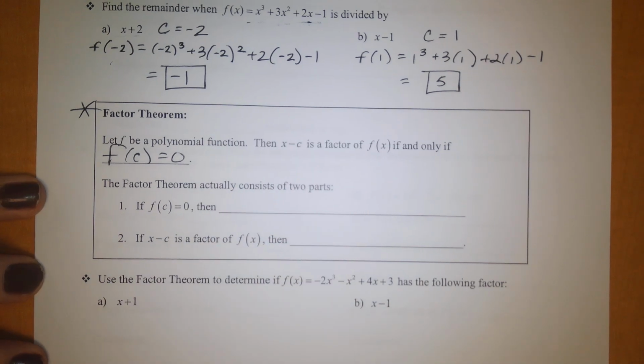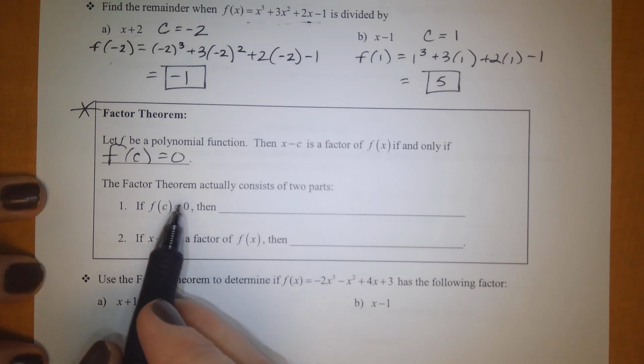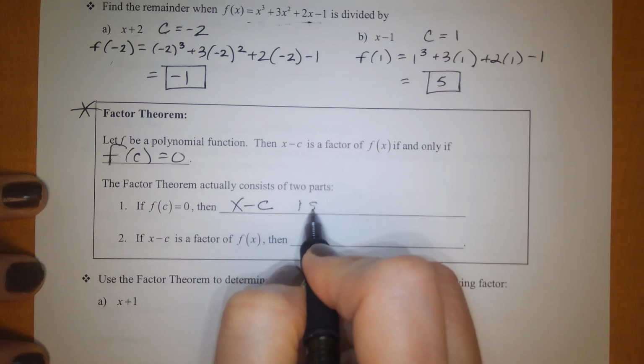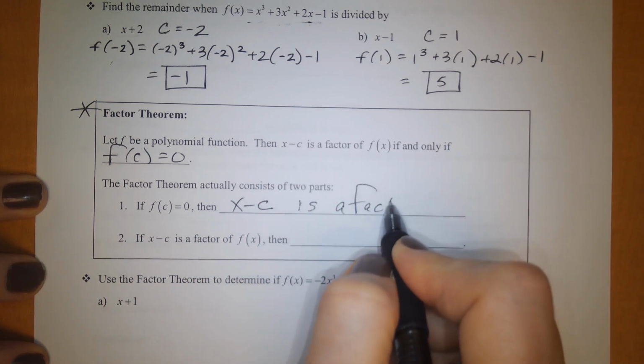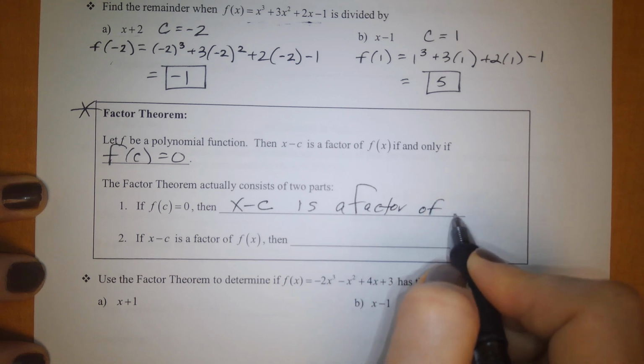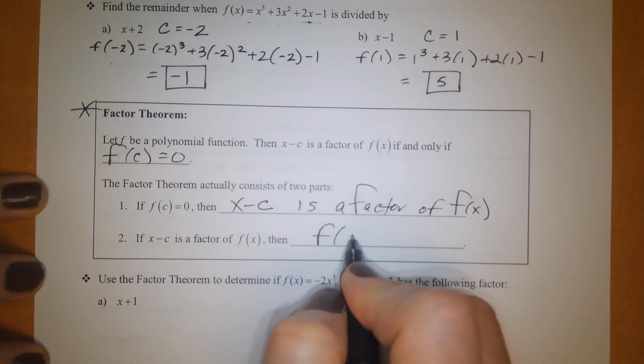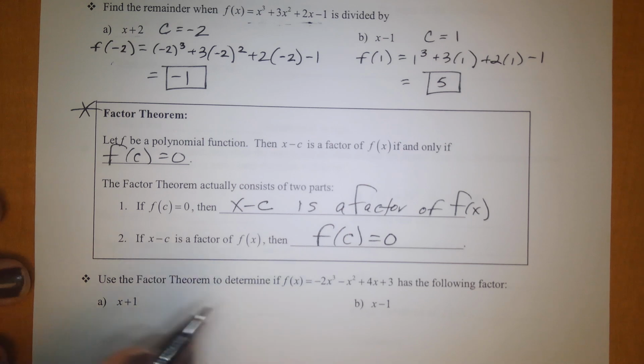So the factor theorem actually consists of two parts. If f of c is 0, then that means x minus c is a factor. Vice versa, if x minus c is a factor, then f of c is 0. It goes both ways.